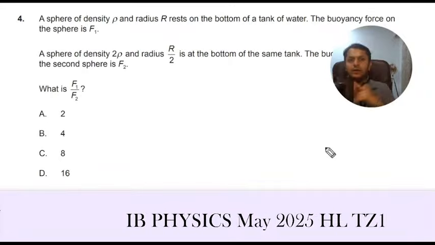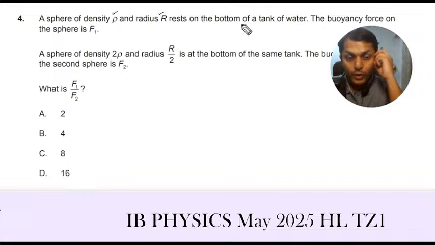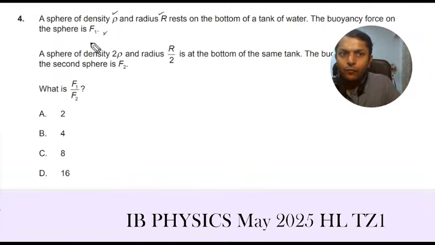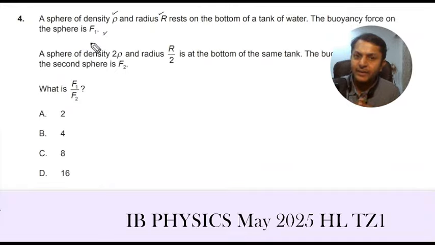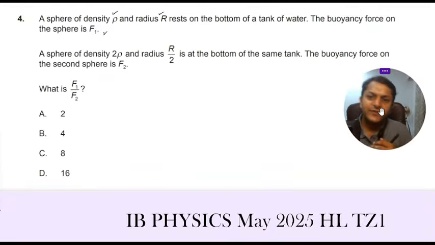Okay, dear student, let's see what is there in this question. A sphere of density rho and radius capital R rests on the bottom of a tank of water. The buoyancy force on the sphere is F1. So the buoyant force is F1. A sphere of density twice rho and radius R by 2 is at the bottom of the same tank. The buoyancy force on the second sphere is F2.